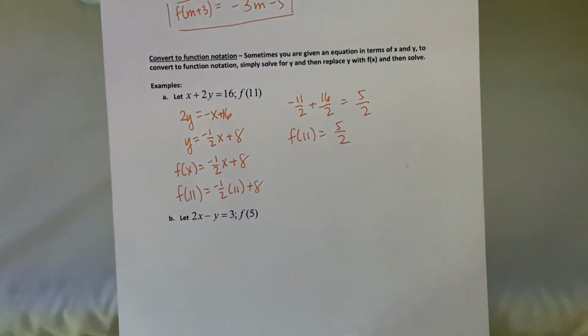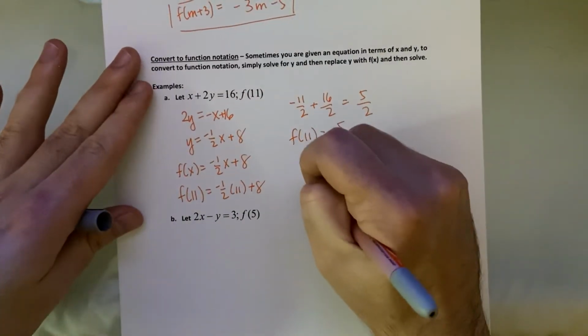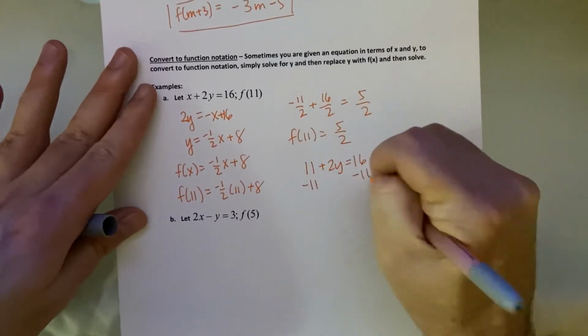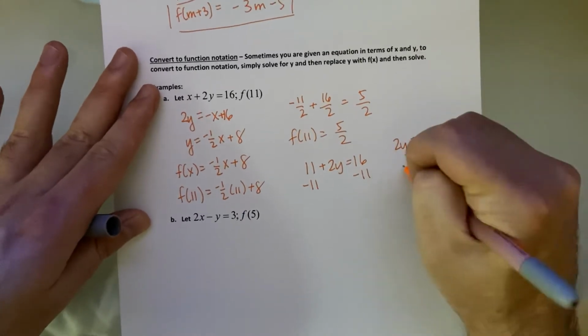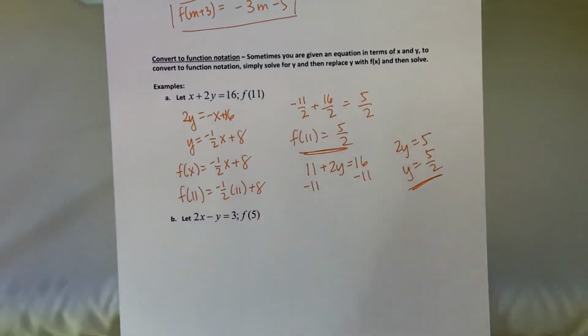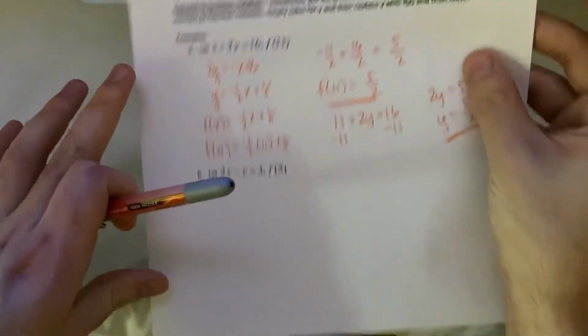What is a different way we could have done this? Again, we're plugging in 11 still for x, and we're just trying to find what y is. If we had done that originally, 11 plus 2y equals 16. Subtract 11. 2y equals 5, so y would be 5/2. Again, same idea here. I think this way is easier if they say let, but if they want it in function notation, that's just how you would convert into function notation, get y by itself. So again, we can do this both ways.